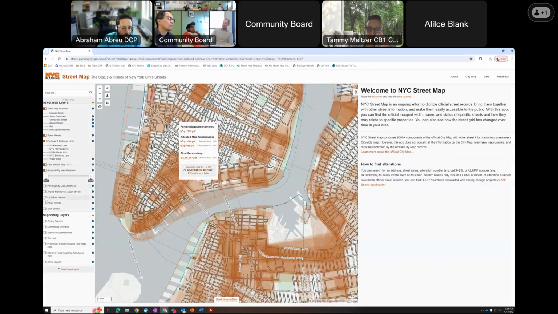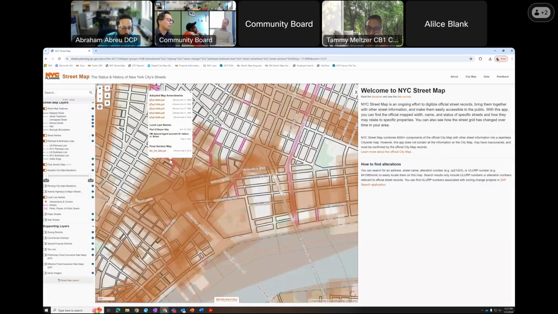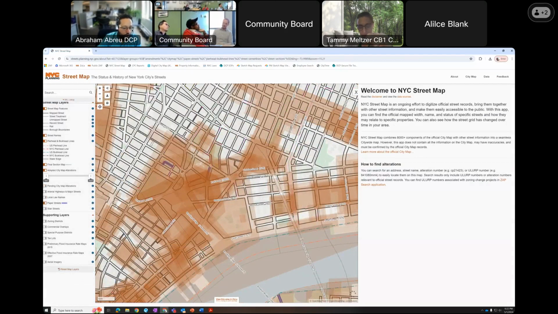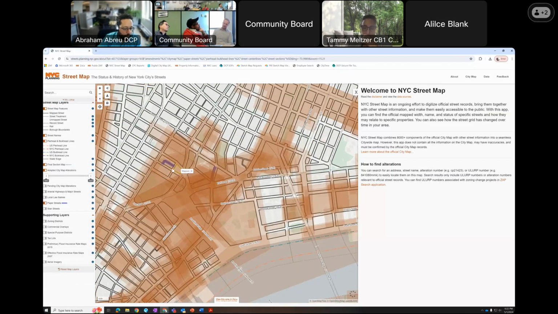Local law names is what I was telling you. These are all the streets that have secondary local law names. Maybe not really useful for anything, but I think it's a cool bit of trivia. Paper streets. There's not a ton of these in your district, but these are streets that were on the city map but never actually got built.